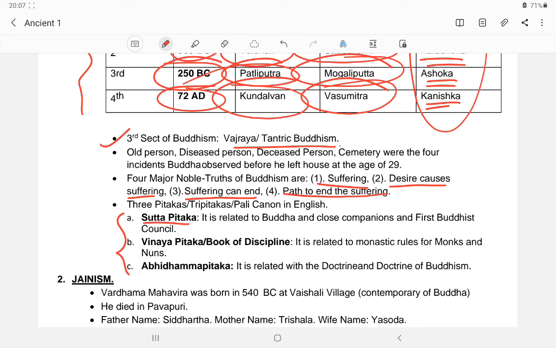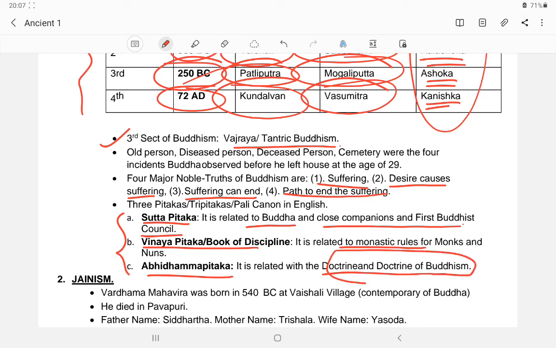Sutta Pitaka relates to Buddha and his close companions and the first Buddhist council. Vinaya Pitaka covers monastic rules, what monks can do and what they cannot do. Abhidhamma Pitaka covers the doctrine of Buddhism, meaning its principles.